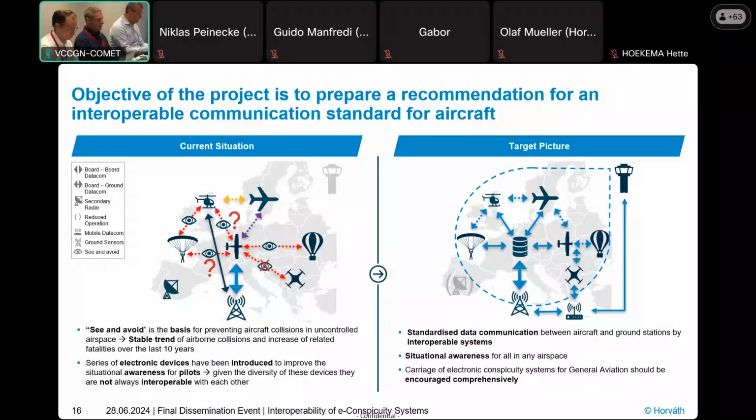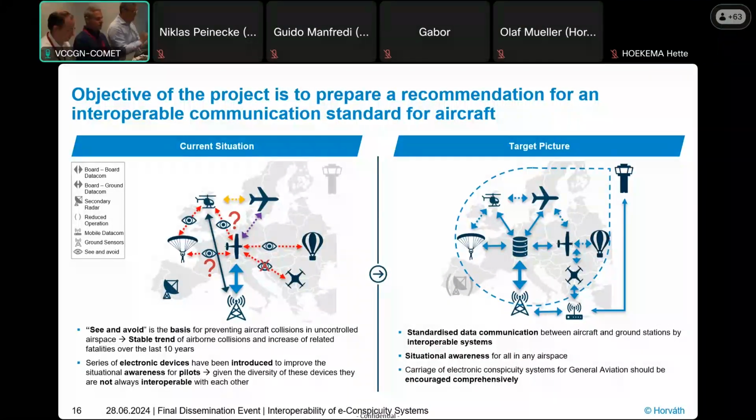So what we would like to achieve, you see on the right side, is situational awareness for everyone in any airspace and on the ground as well. And we would like to realize that without a mandate, and the use of electronic conspicuity systems should be encouraged comprehensively. And what we need for that is standardized data communication by interoperable systems.